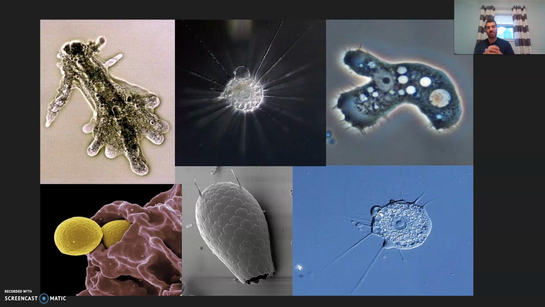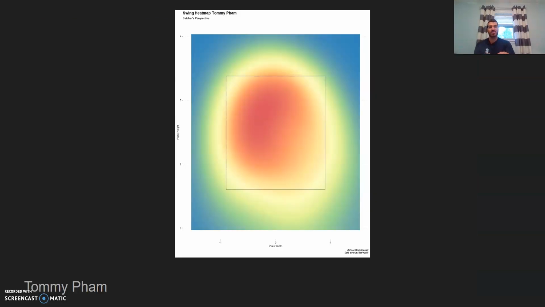Okay, so let's take a look at what they look like and what they can tell us. So we're going to see Tommy Pham. This is an example of this heat map. And you're going to see that inside of this little red area are going to be sections of the strike zone or the plate where the player is going to most likely swing.